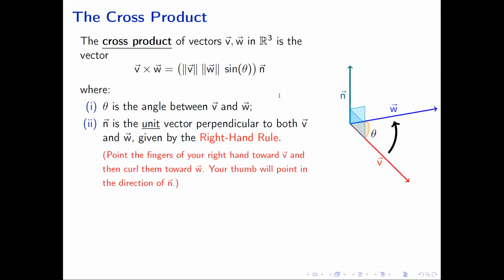What is the right-hand rule? Point the fingers from your right hand toward v and then curl them toward w. Look at that arrow in the picture. And then your thumb is going to point in the direction of n. This makes i cross j, the standard vectors, i cross j equal to k, j cross k equal to i, k cross i equal to j.